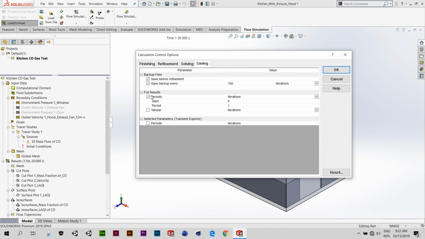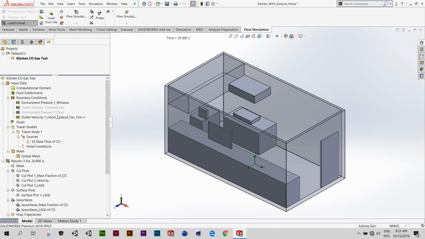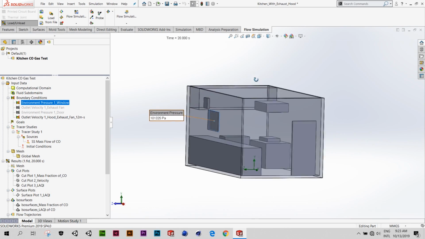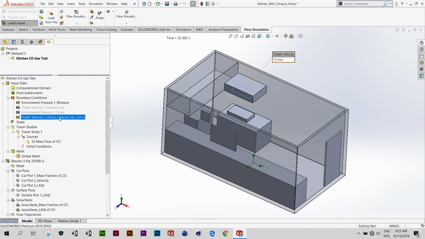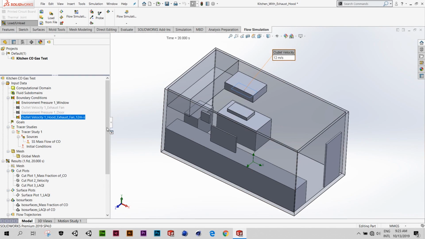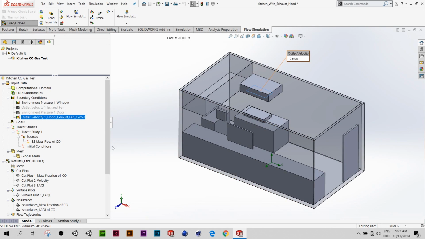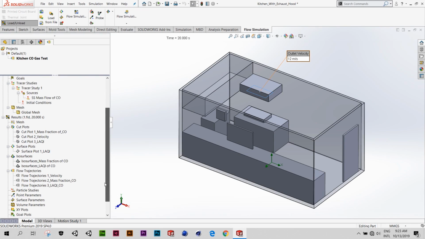And you can see I also enabled periodic saving every one. And then these are the boundary parameters, as you can see. The environment, this is the window, as I said earlier. And this one is the exhaust fan. And actually, I already ran this project. I already solved this project. It takes about 30 minutes to solve.